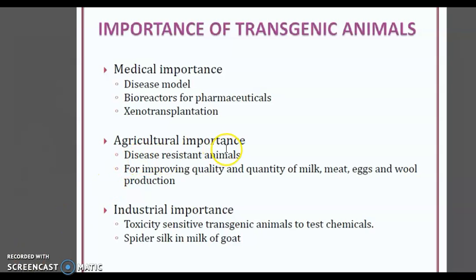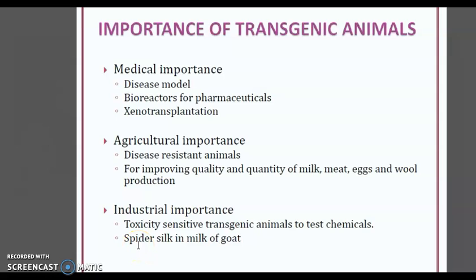And the agricultural importance includes disease-resistant animals for improving the quality and quantity of milk, meat, eggs, and wool production. And the industrial importance: toxicity-sensitive transgenic animals to test chemicals, and the spider silk in milk of goat.